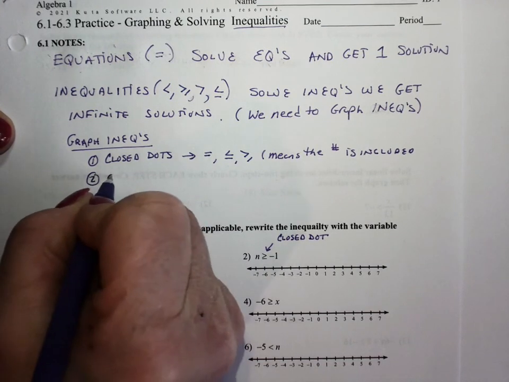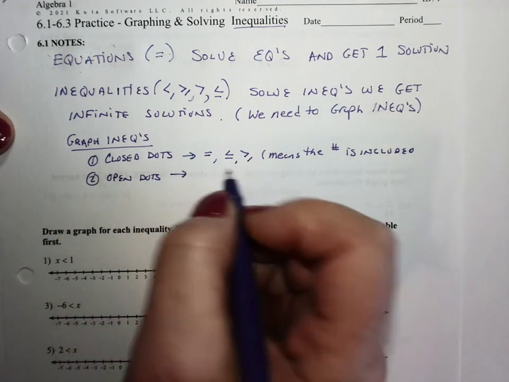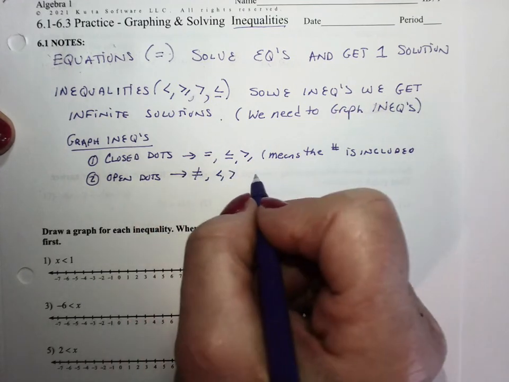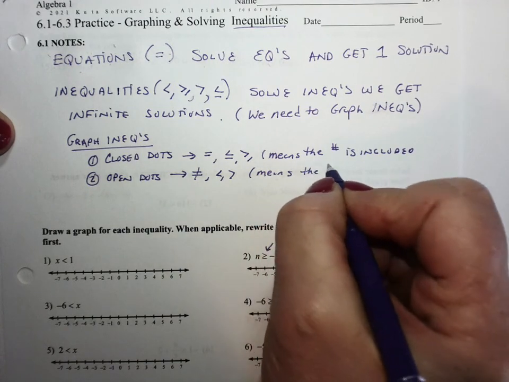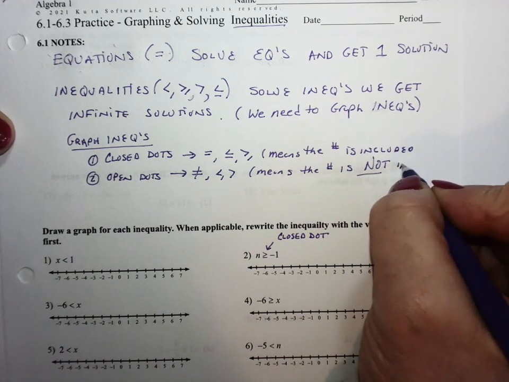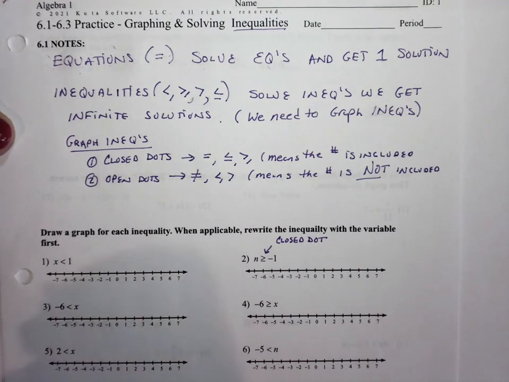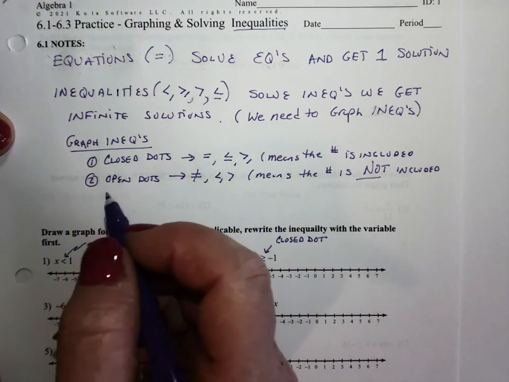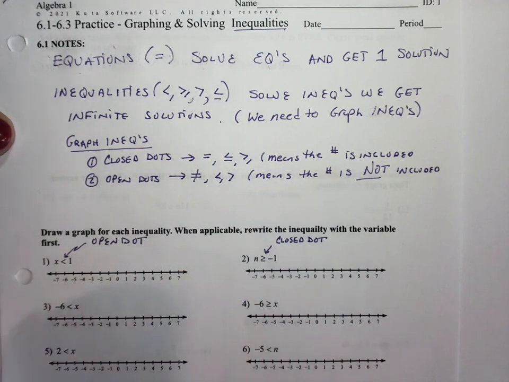Two, open dots. Okay, not equal to, less than, greater than. And this means the number is not included. So in this example right here, notice there's no equal sign, so this is going to have an open dot.